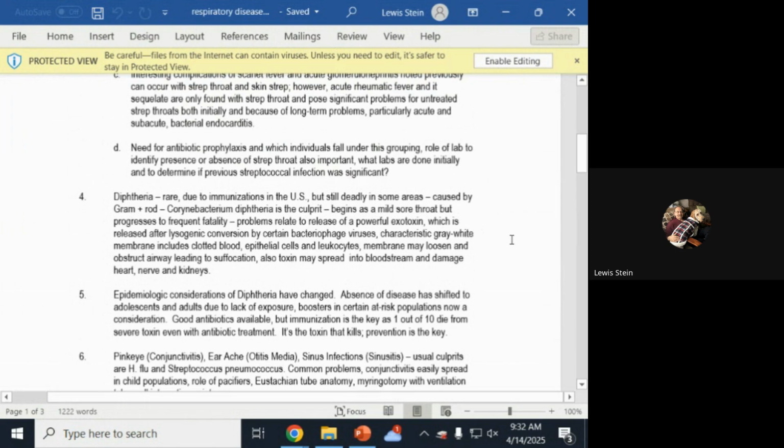It forms a membrane on your throat. That's the start of it. It peels off that membrane and thickens, so they can't breathe. It's, ooh, I can hardly breathe. That's not all of it. It has clotted blood, epithelial cells, white blood cells. It can loosen and obstruct the airways, causing suffocation. The toxin produces extraordinary pain, can clobber your kidneys, and damage your heart.